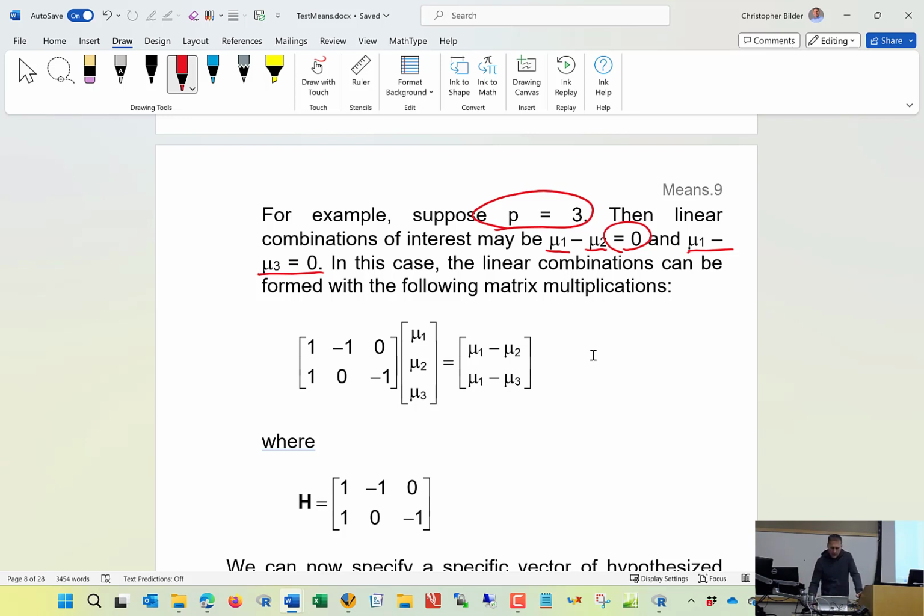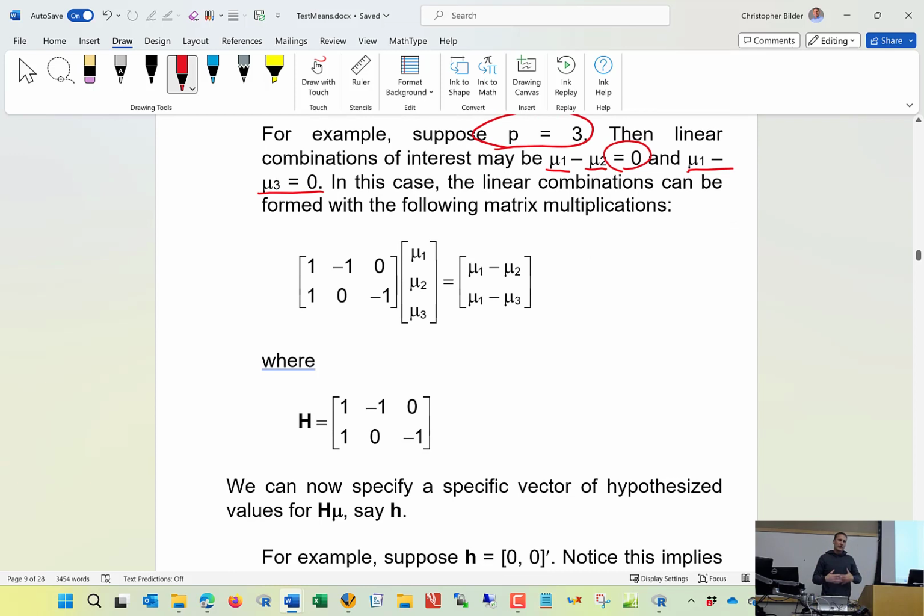And so now that we obviously have a matrix algebra background, what this means is that one could take this matrix here, we're going to call this H, and multiply it by that mean vector. And that's where you get these comparisons. People often will also refer to these as contrasts. So if you do the matrix algebra, you get mu 1 minus mu 2 and mu 1 minus mu 3.